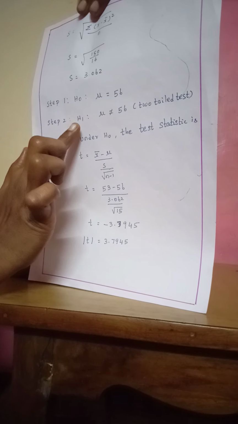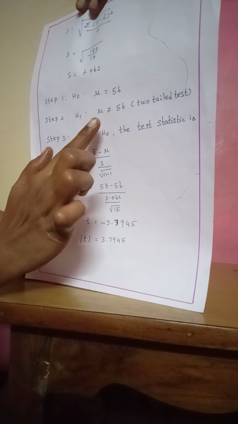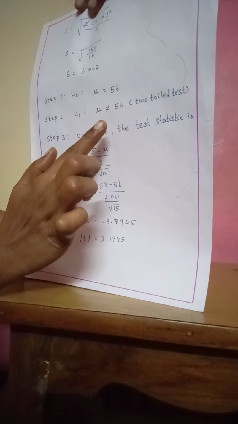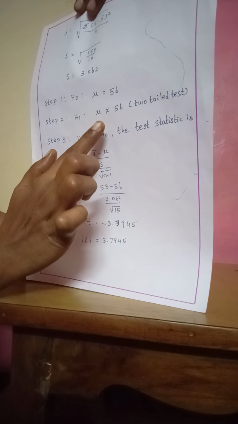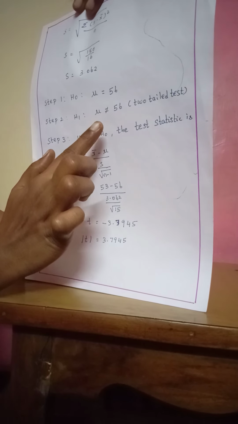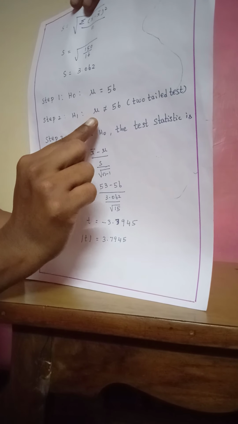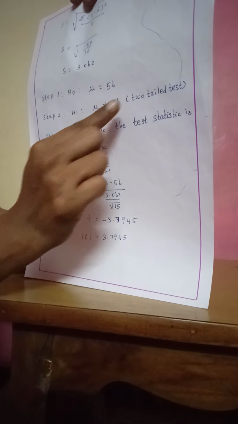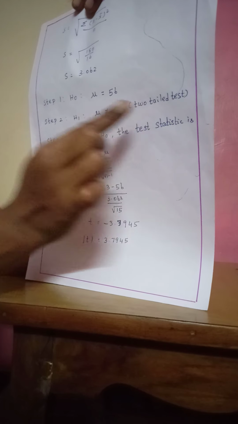Step 2. Alternative hypothesis H1: mu not equal to 56. That is, there is a significant difference between sample mean and population mean. Here, alternative hypothesis is two-sided, so we take two-tailed test.